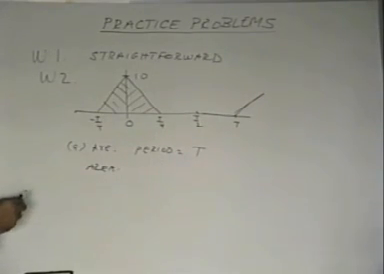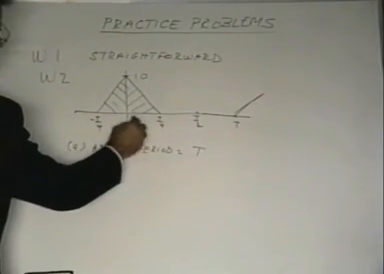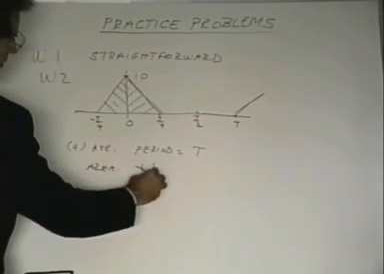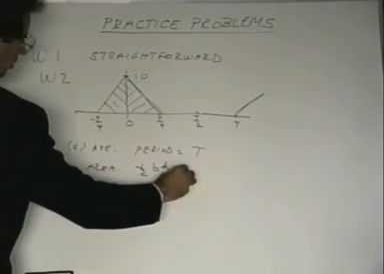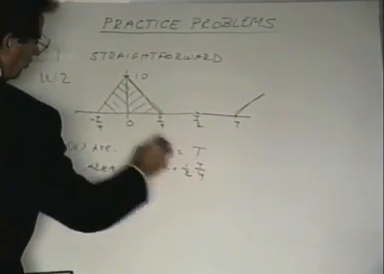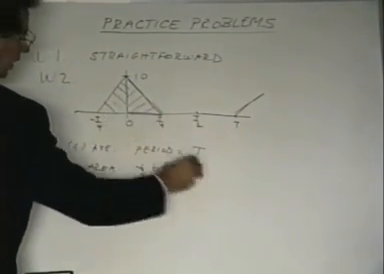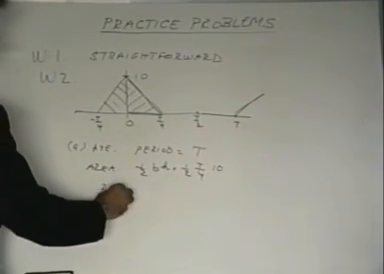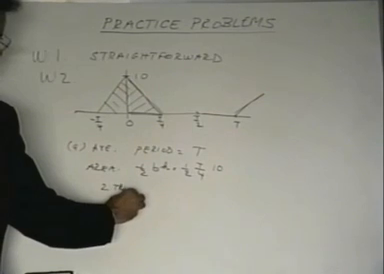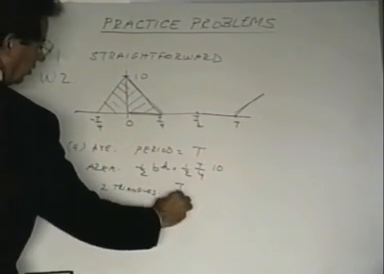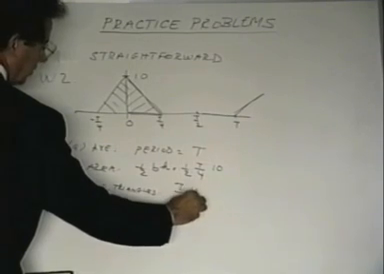two triangles. Let's take each triangle separately. This triangle has an area of a half the base times the height. The base is T over 4, that's this distance, and the height is 10 volts. But there are two of them, so the total area is equal to T over 4 times 10.